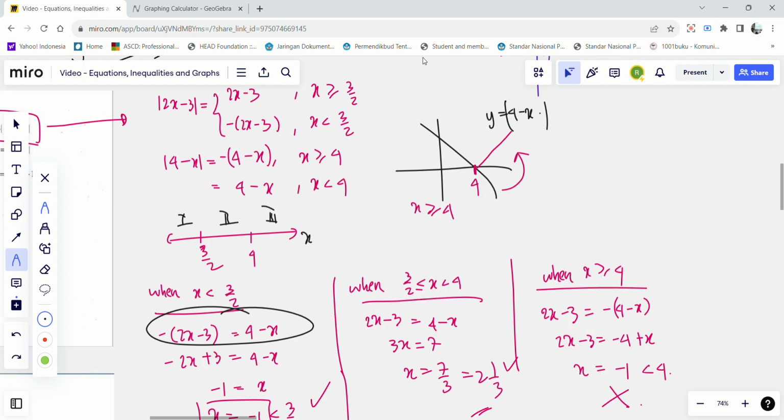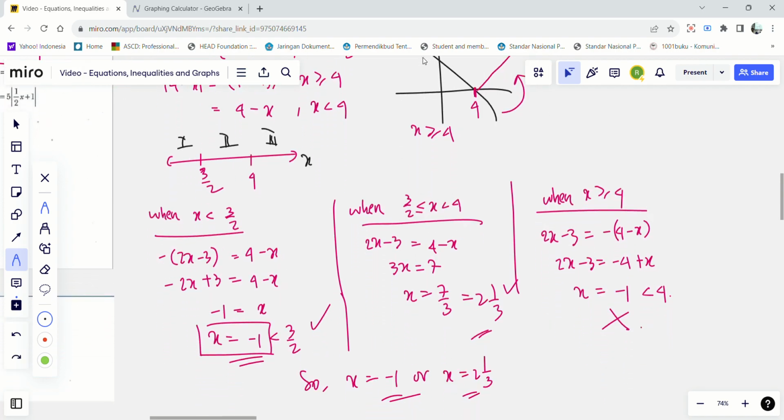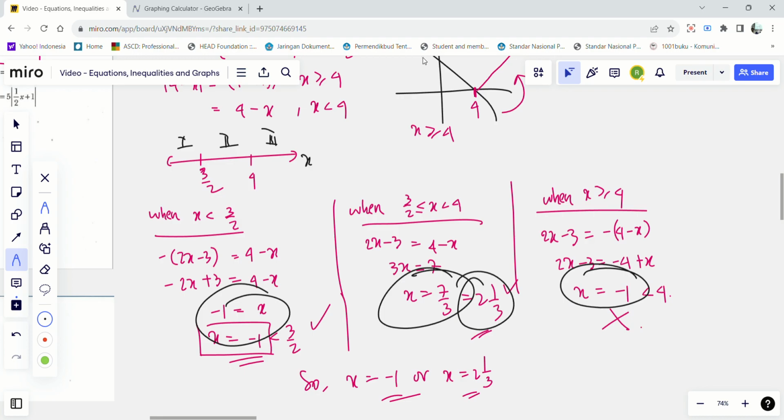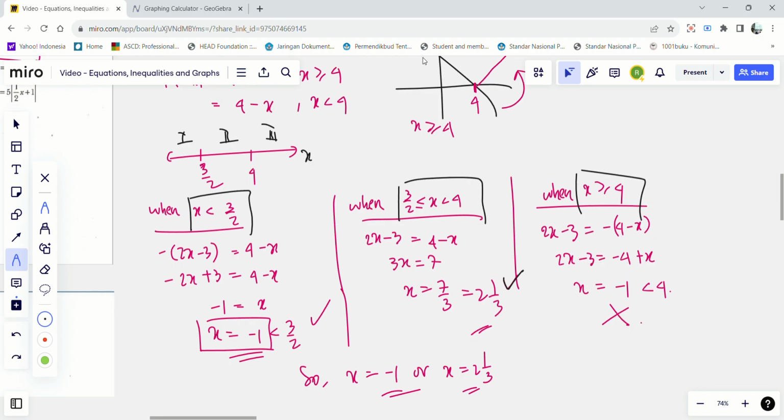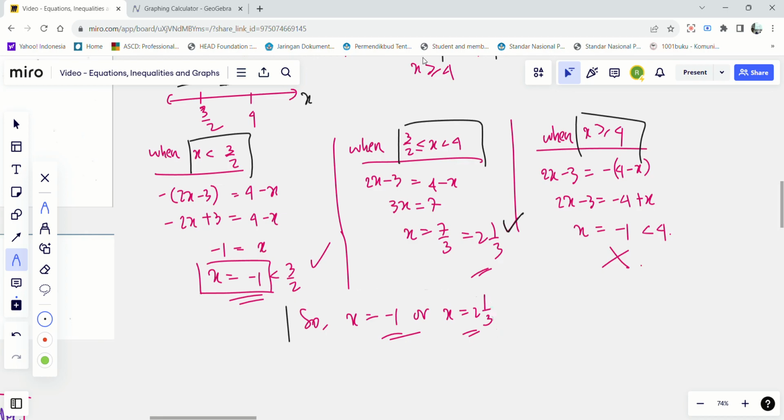Then after that, you solve each equation, right? The possible solutions are x equals -1, x equals 7/3 or 2 and 1/3, and x equals -1. Then again I check each of them against the domain. This one is less than 3/2, so it's good. And 7/3 is also in between, so it's good. That's why there's a checklist here. The last one, x equals -1, is not at least 4, so it's not a solution. So in conclusion, the solution must be this.